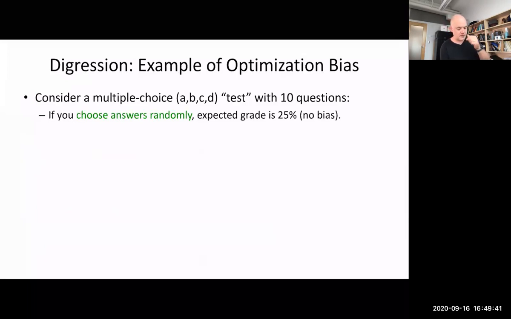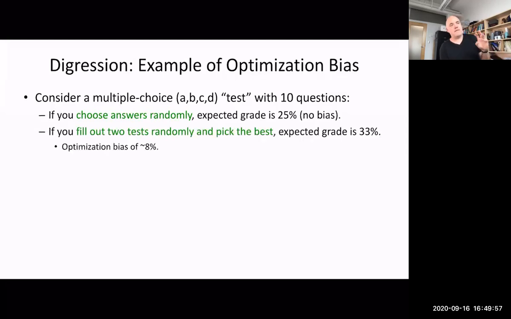Then the expected grade on the test, like if you have a 10 question test and you choose answers randomly, right? The expected grade is 25%, right? There's no bias at all. That's just what it is.